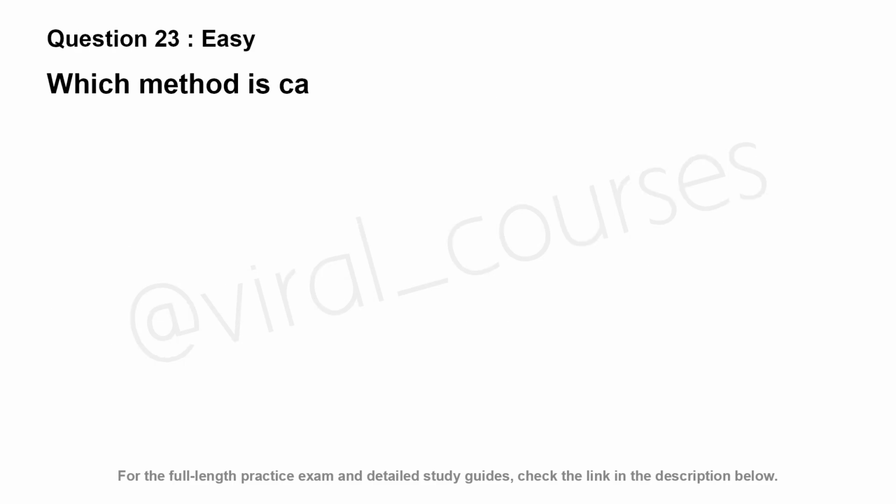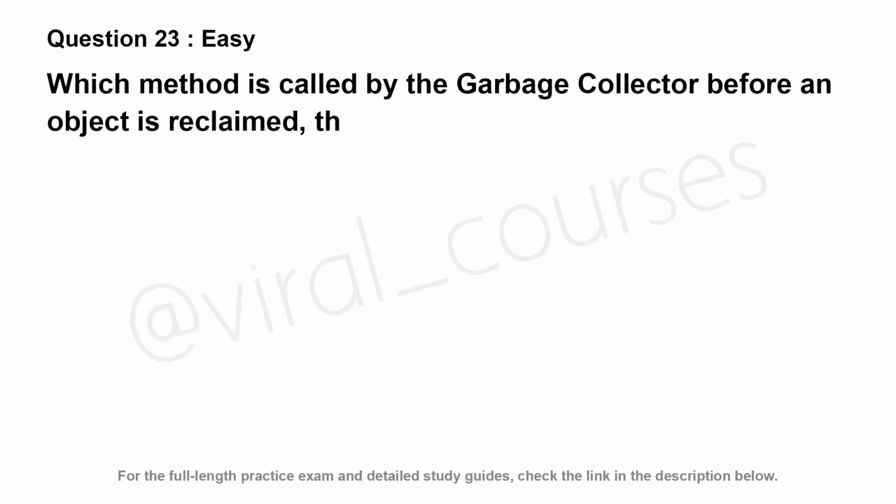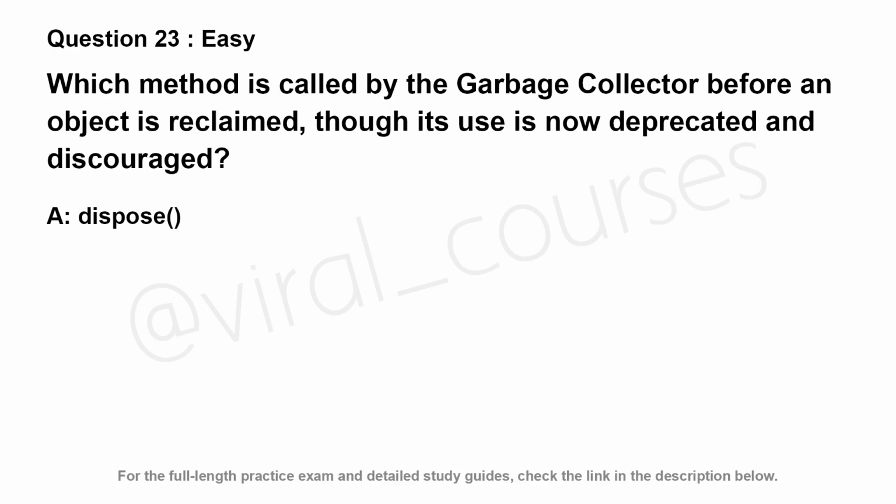Which method is called by the garbage collector before an object is reclaimed, though its use is now deprecated and discouraged? Option A, dispose. Option B, stop. Option C, finalize. Option D, cleanup.